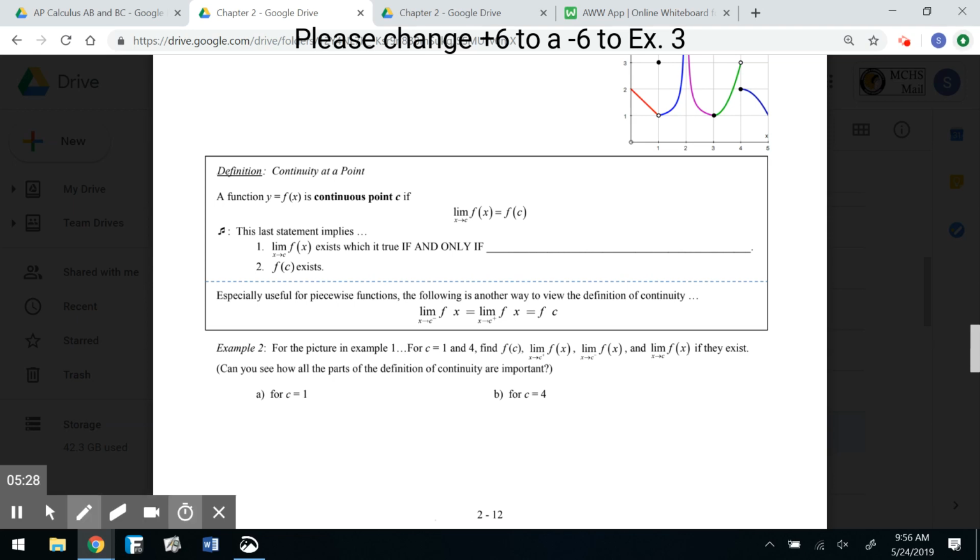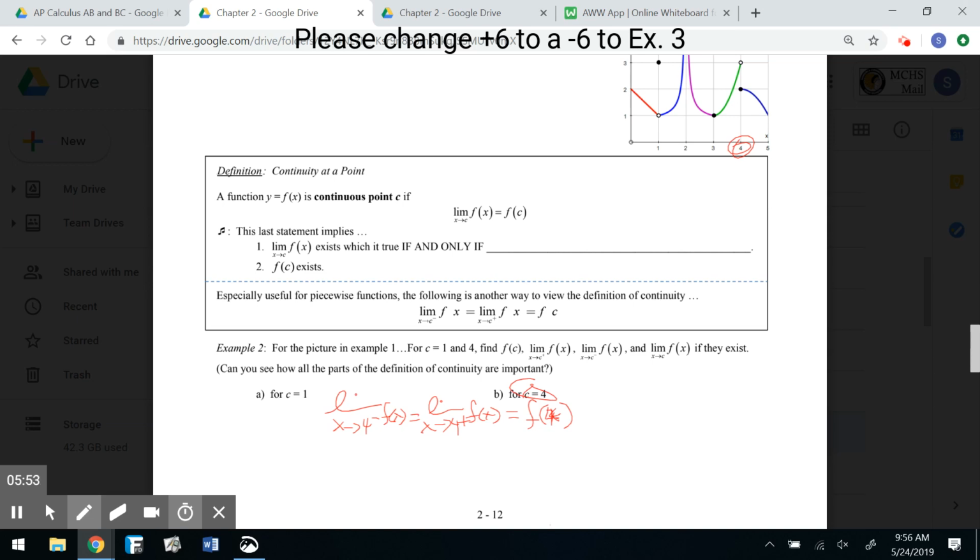Okay, here we go. Let's do B. I really hope you tried it on your own here. Now we're going to do this at c equals 4. So we're going to look right there, okay, you guys? So let's do the limit as x approaches 4 from the left of our graph up there. Is that equal to the limit as x approaches 4 from the right of the graph up there? And do all of those things equal the function value at 4?